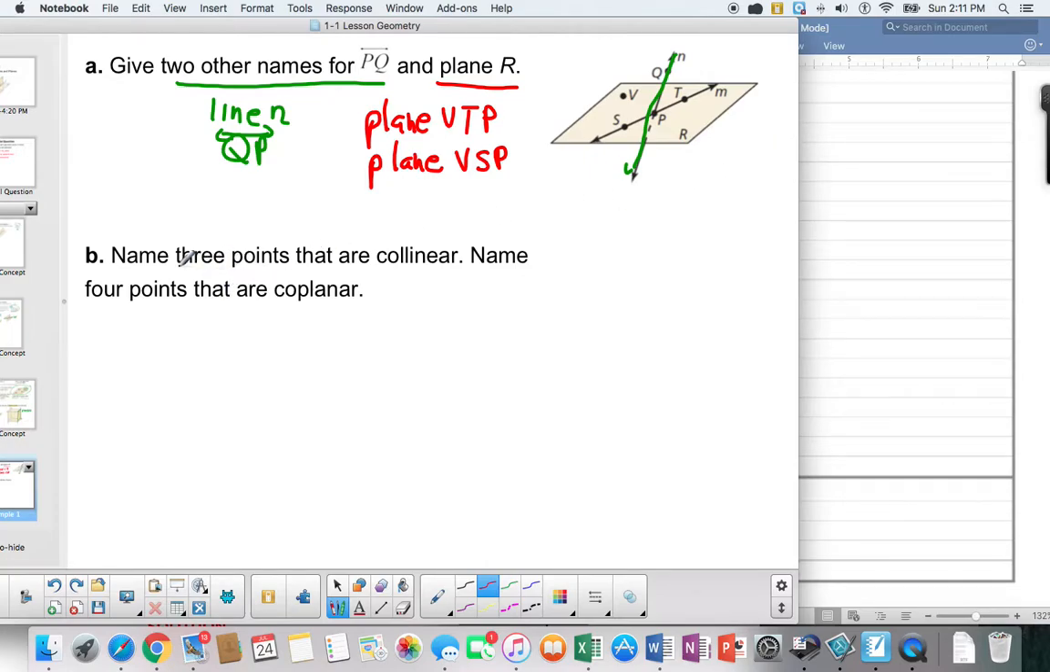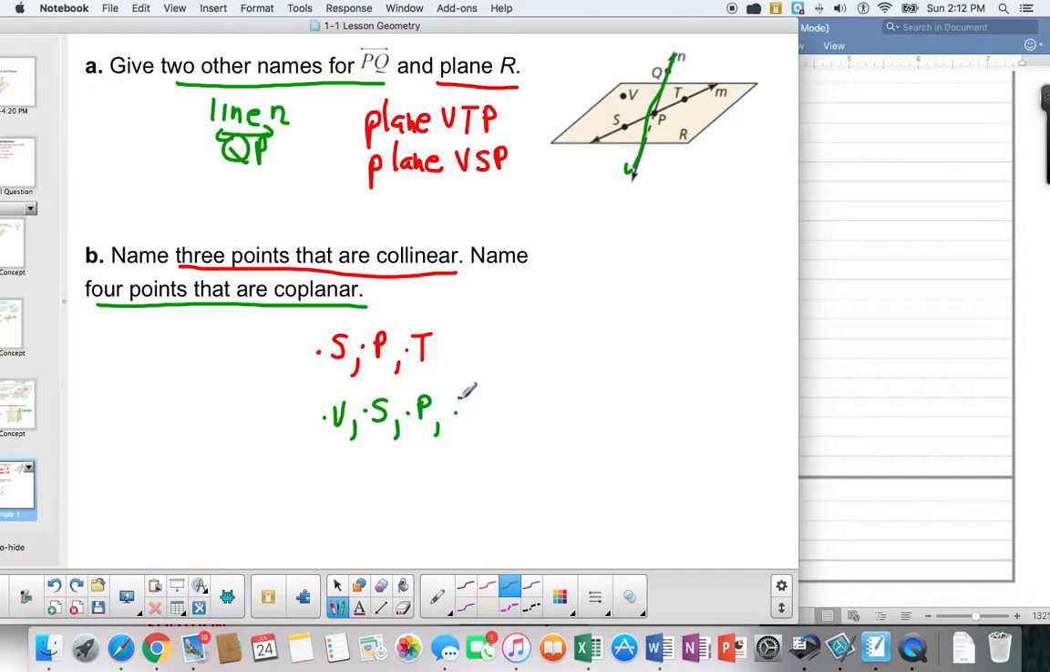Name 3 points that are collinear in this picture, and that would be point S, point P, and point T. Now let's name 4 points that are coplanar, that are all in the same plane. Point V, point S, point P, and point T. Again, do not use the letter R. R is not a point.